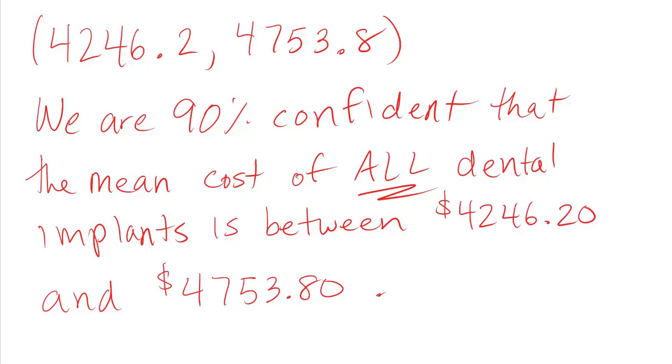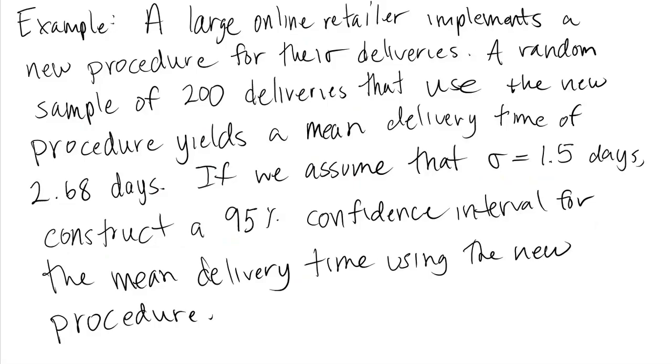Okay, let's just knock out one more. A large online retailer implements a new procedure for their deliveries. A random sample of 200 deliveries that use the new procedure yields a mean delivery time of 2.68 days. If we assume that sigma equals 1.5 days, construct a 95% confidence interval for the mean delivery time using the new procedure.